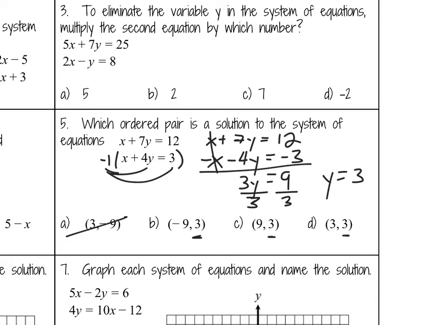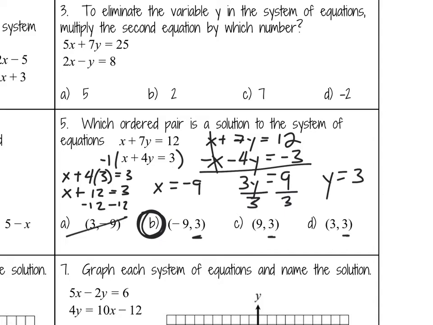I'm going to make a little bit of space here and get rid of these marks so that I've got some room to work. Okay, so I'm going to have x plus 4 times 3 equals 3. Well, 4 times 3, of course, is 12, so x plus 12 is equal to 3. Subtracting 12 on both sides will get me an x value of -9. And so that sends me to my answer of B.